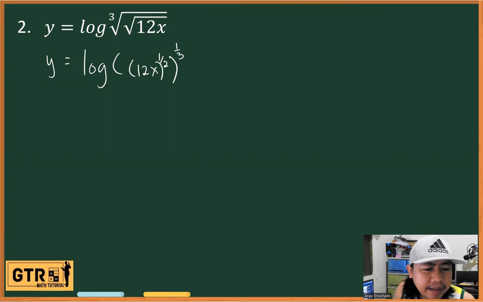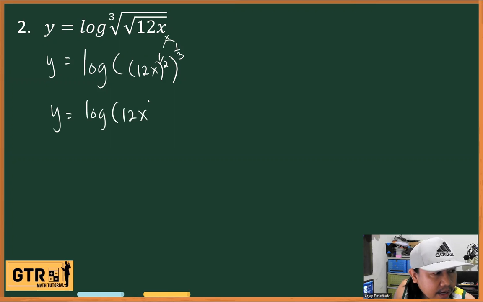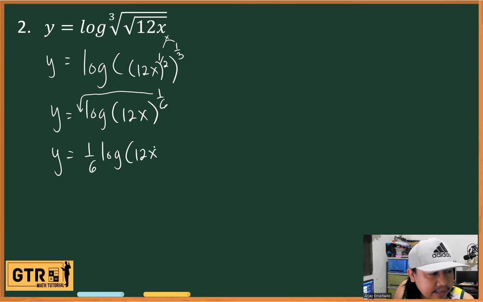Okay, so we can apply the law of exponent. If you have two exponents, just multiply them: 1/2 times 1/3. Therefore, y is equal to logarithm of 12x raised to 1/6. Now we can apply the laws of logarithm. Just put the exponent as a multiplier of the logarithm of 12x. So therefore, y is equal to 1/6 logarithm of 12x.